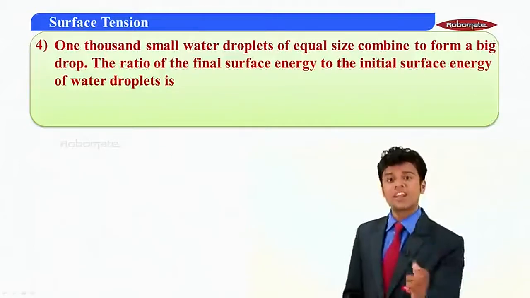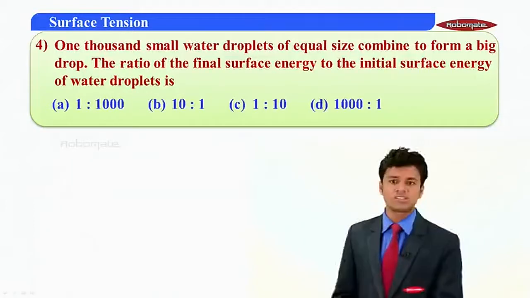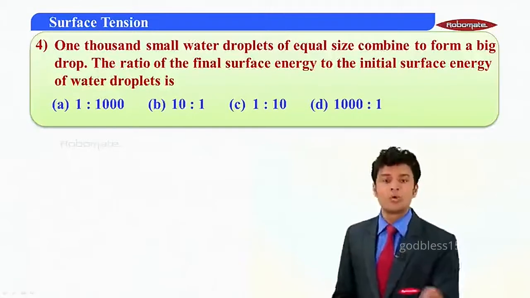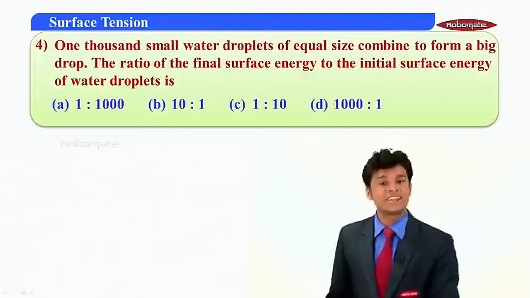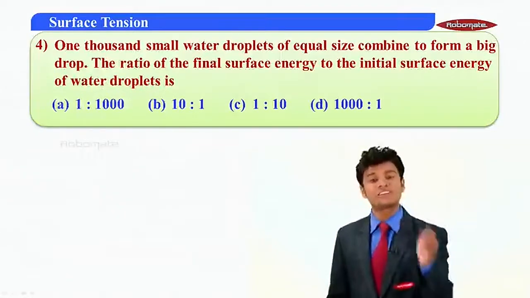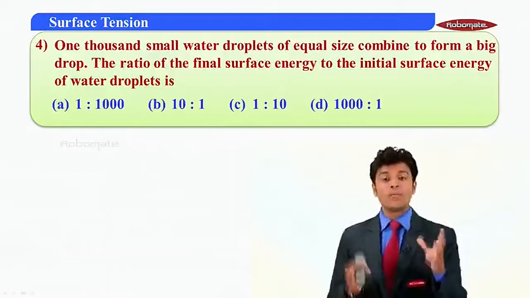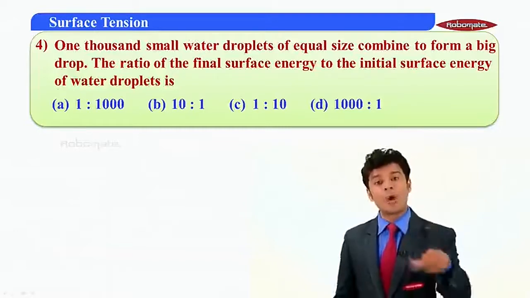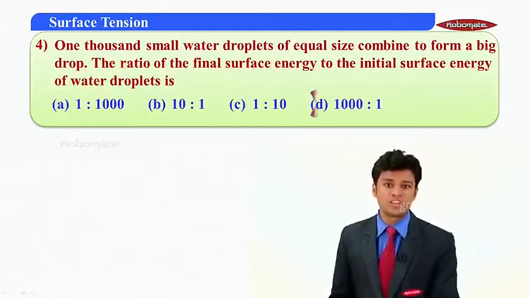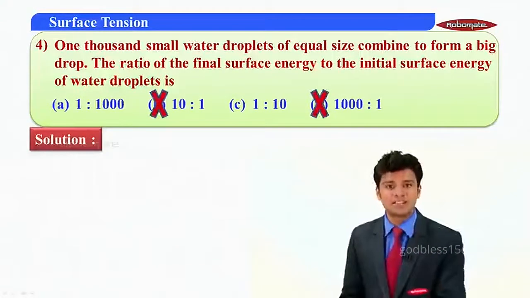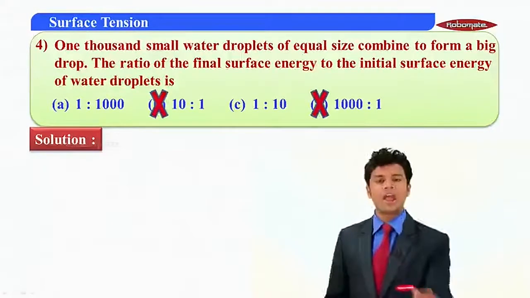So I say that its surface area has to decrease. The question says that the ratio of the final surface energy to the initial surface energy of the water droplet is, and the four options given to us are 1 is to 1000, 10 is to 1, 1 is to 10 and 1000 is to 1. Class, if you reread the second line, it says the ratio of the final surface energy. They want final surface energy in the numerator, and I know that when many droplets combine and make one drop, its surface area decreases. So the final energy has to be less than the initial energy. So I say that D and B cannot be the answer, as in the numerator they have a bigger number. So I now have only option A and option C.